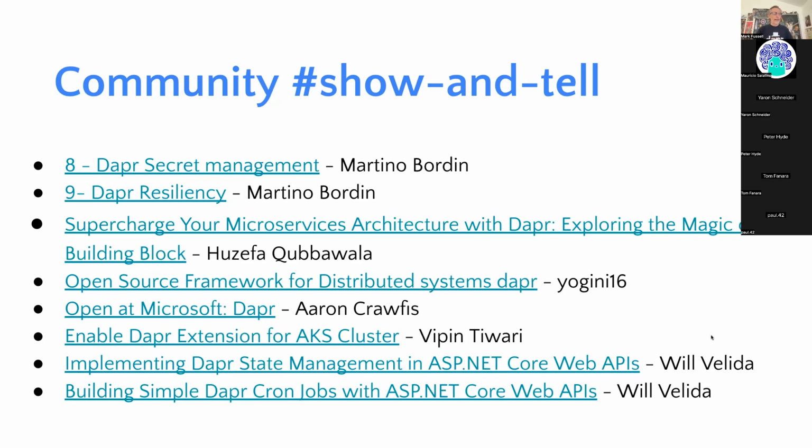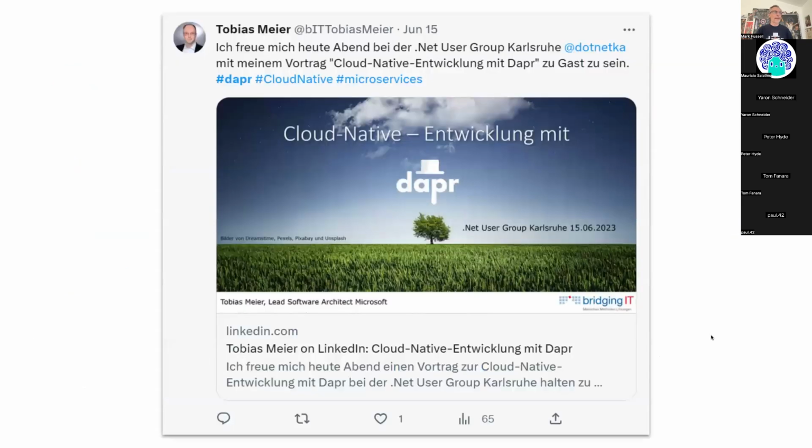Vipin did a little overview of how you use the AKS extension with Dapr. And then Will finished up here with a couple of ASP.NET Core articles combined with Dapr state management and how you use cron jobs. All great articles published. The links will be included here as part of the slide deck you can download afterwards.